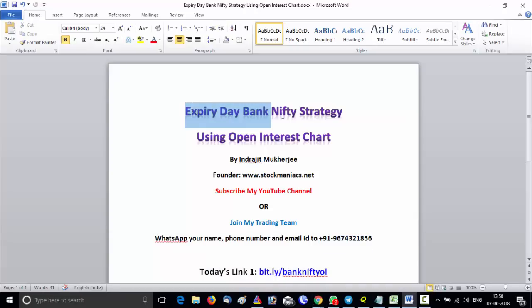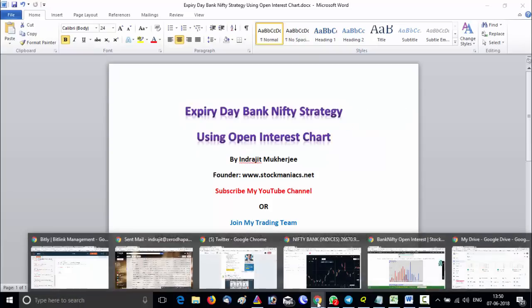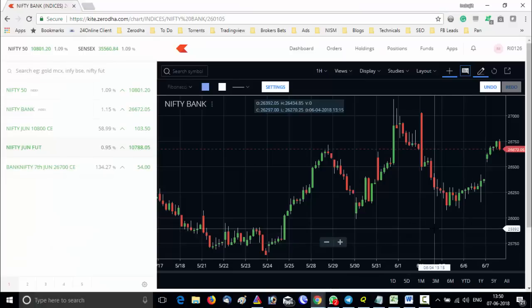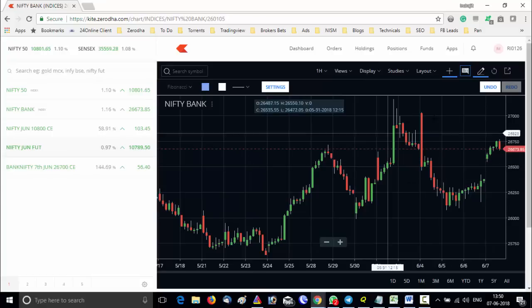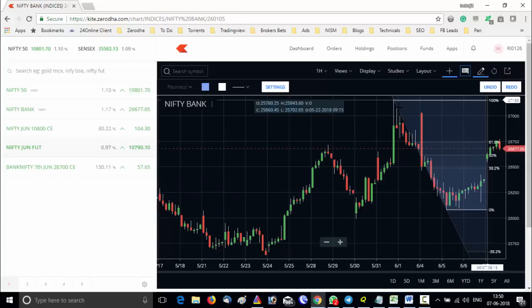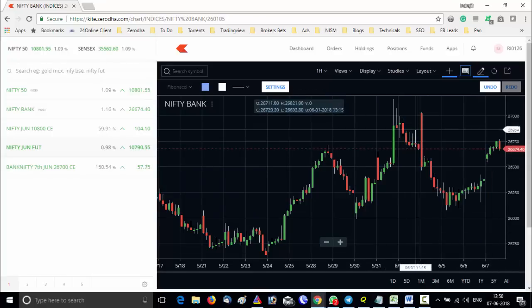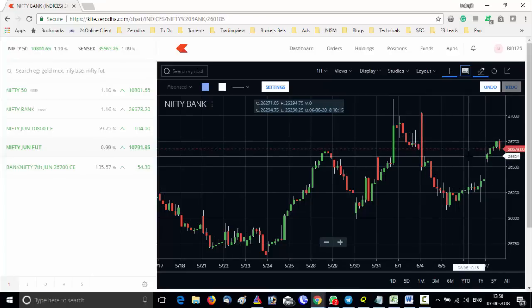Let us see how to play the Bank Nifty using open interest chart on the expiry day. So let us go to the Bank Nifty chart first. This is the Bank Nifty's hourly chart. We have opened the Zerodha Kite chart of Bank Nifty.